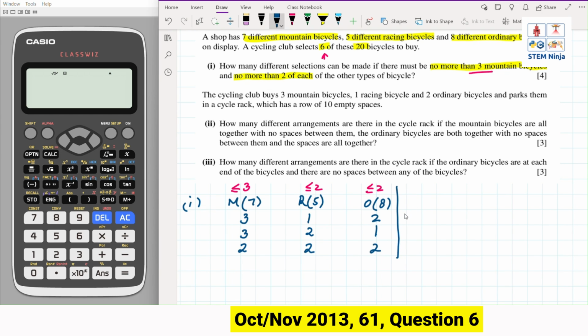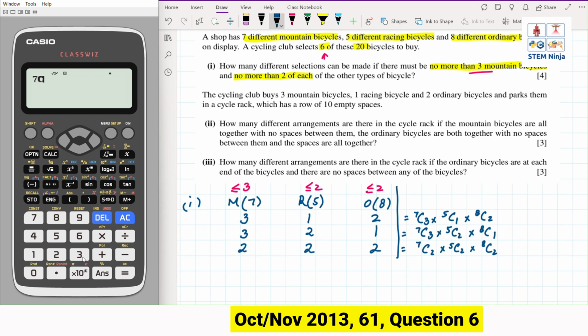All right, so now let's write their combinations. 7C3. Notice that these are different selections and these are different bicycles, so there's no identical item over here. 5C1 times 8C2. Second one, 7C3, 5C2, and 8C1. Then 7C2, 5C2, 8C2. Now we just need to find their values and just simply add them together.